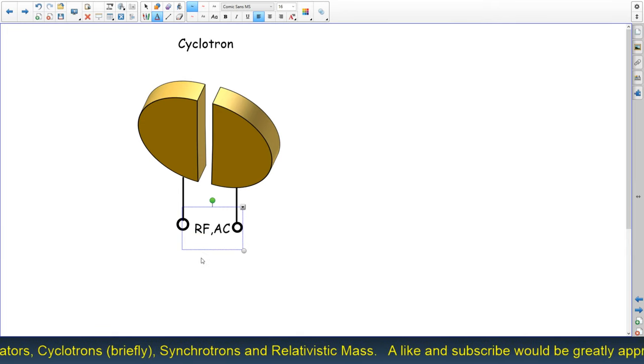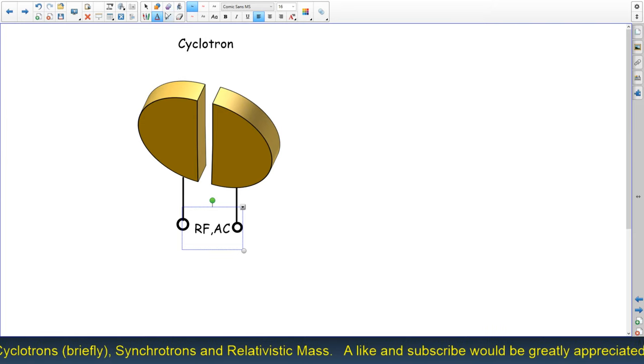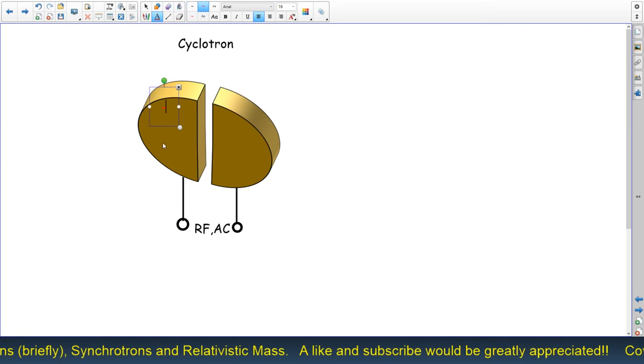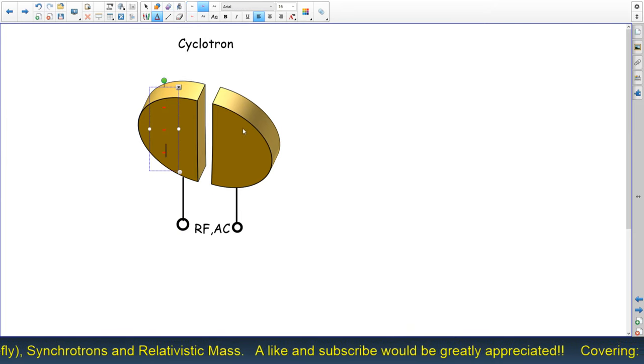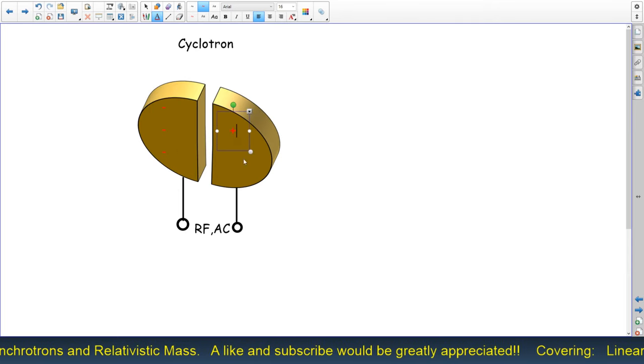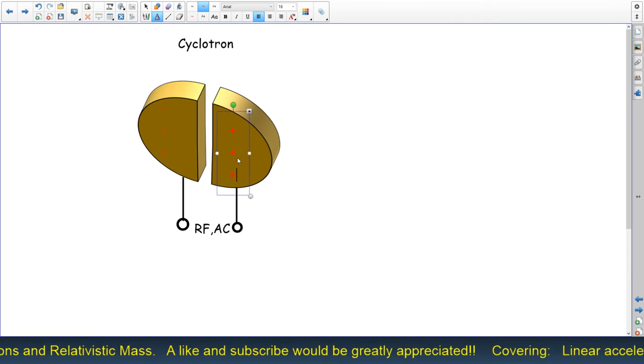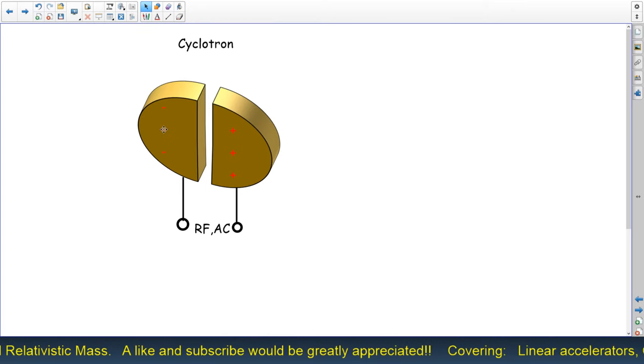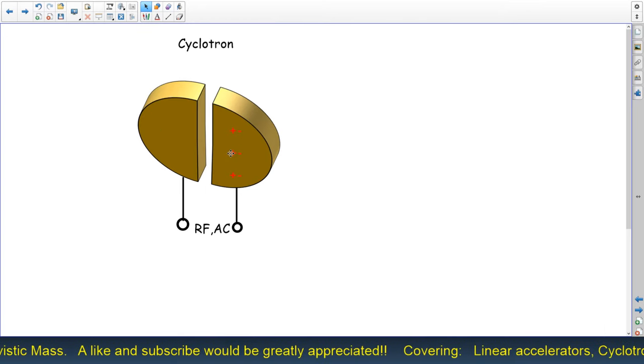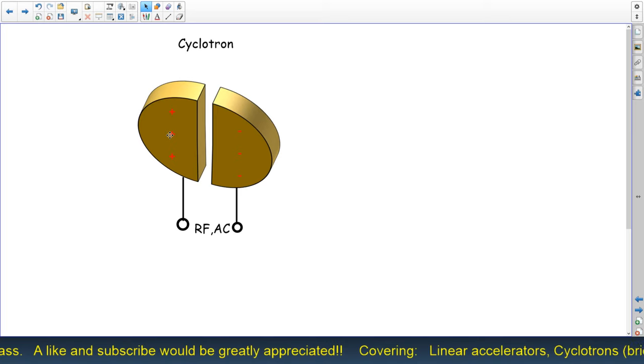So that means we're getting, at any given instance, say this one's negative, and this one's positive. But let's call it a thousandth of a second. But a thousandth of a second later, it switches. Yeah, that's the game.